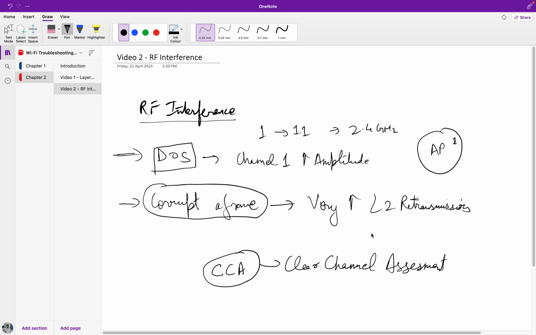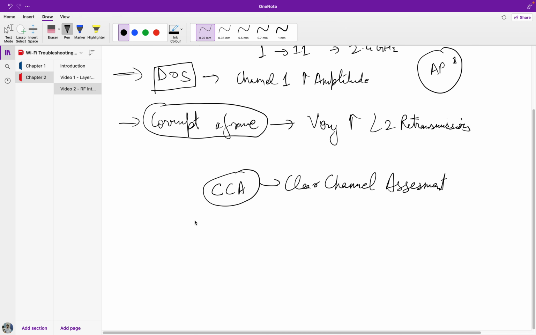Now, there are several different types of interference. I'm going to talk about that also, but we're going to be focusing on two of them in this course. One is narrowband interference.